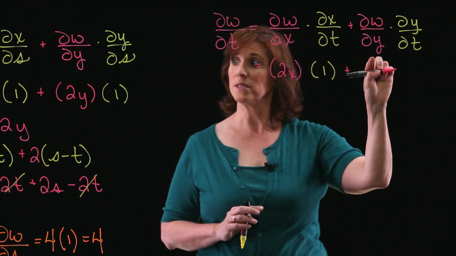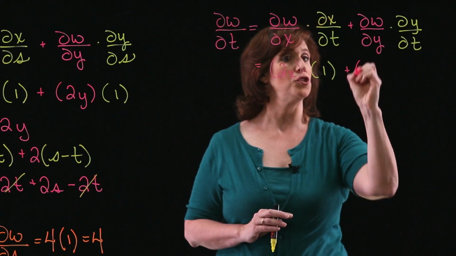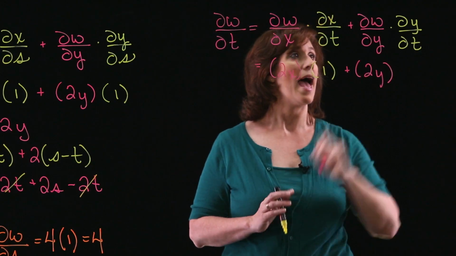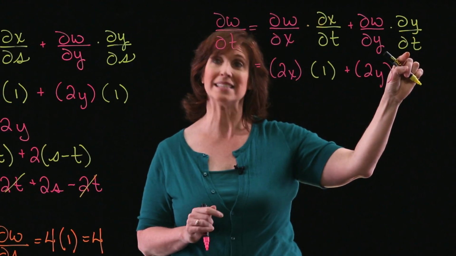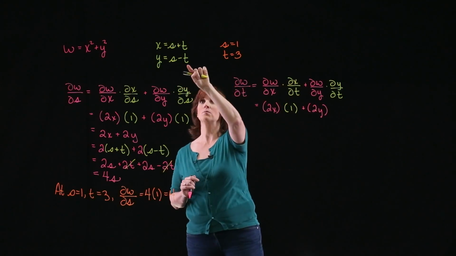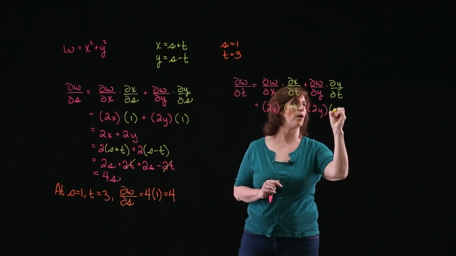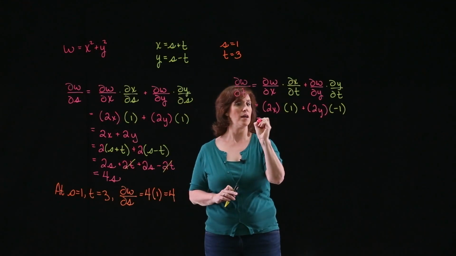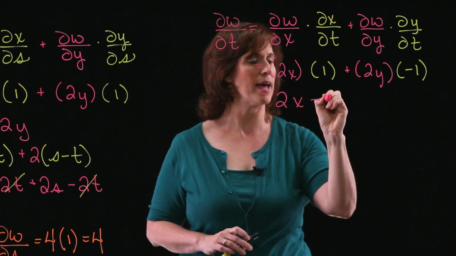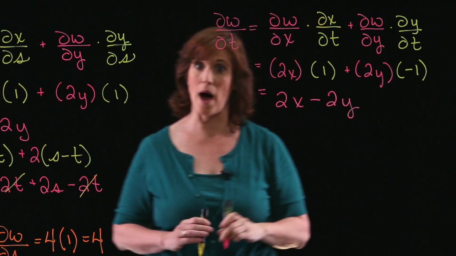The partial of w with respect to y, again, I've already done that. That's a 2y. And I need the partial of y with respect to t. So again, I'm going to be treating s as a constant. So when I take the partial, I'm going to end up with a negative 1. All right, so that leaves me with a 2x minus 2y.